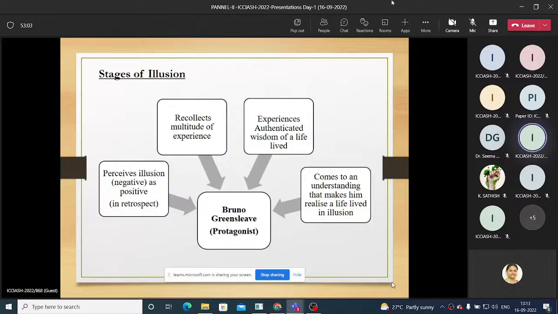So what connects me to the concept of illusion or Maya is that illusion is always looked at as a negative concept or word, even in the Indian context. Very few people realize that it could be something positive. That's what we call Bhavarupa in Sanskrit. So when Bruno looks at his life on his deathbed, in retrospect, he sees illusion as a very positive aspect.